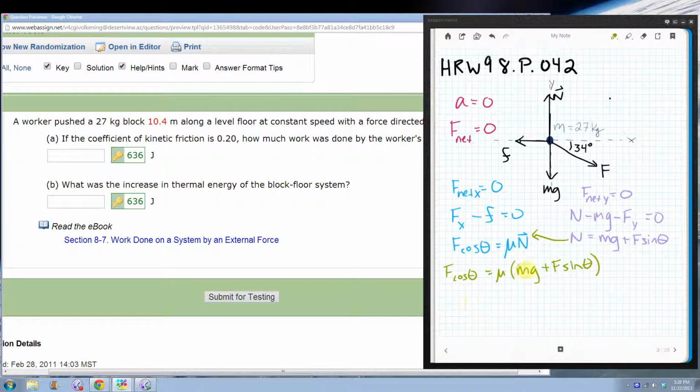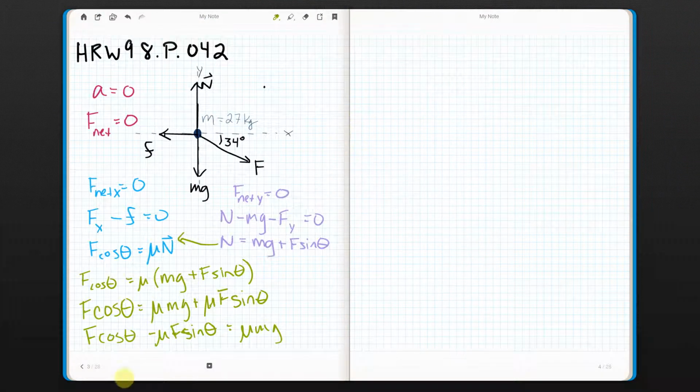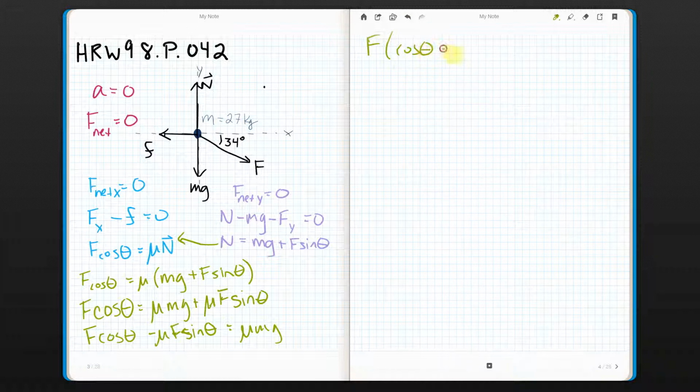So solving for F, I need to distribute mu, and then I need to move this over here. Combine like terms. So I'm going to have on this side F cosine theta minus mu F sine theta equals mu mg. Pull the F out, and divide by all this nastiness.